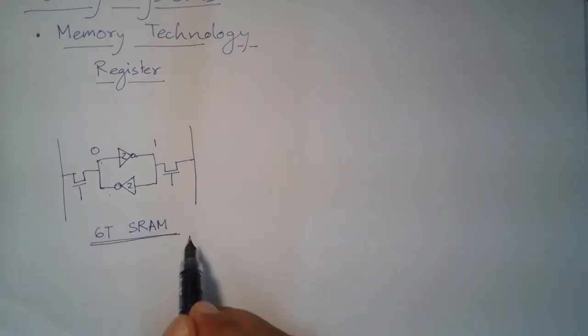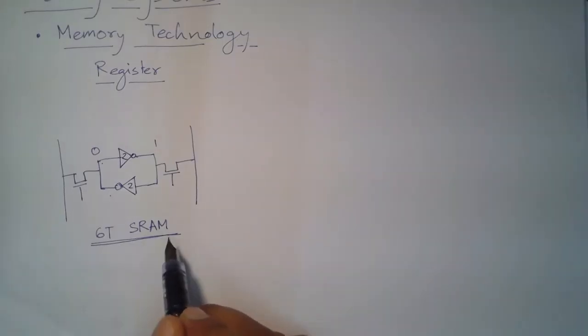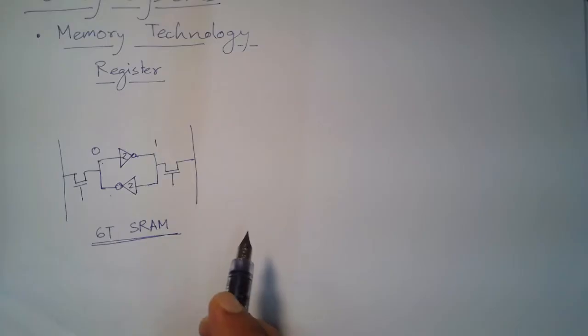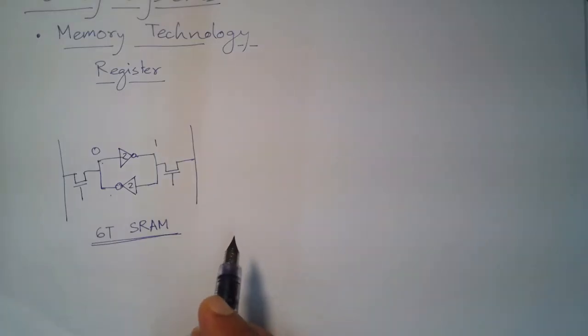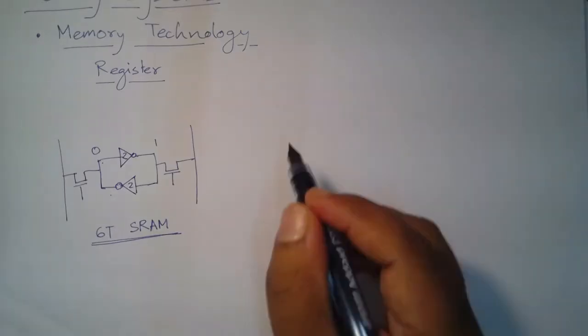Now, you might have also heard about DRAM. DRAM is dynamic RAM. There the density is much higher, because for implementing a DRAM you need only a single transistor. All right. So, if you look at a DRAM implementation, you will see that the implementation looks pretty simple.